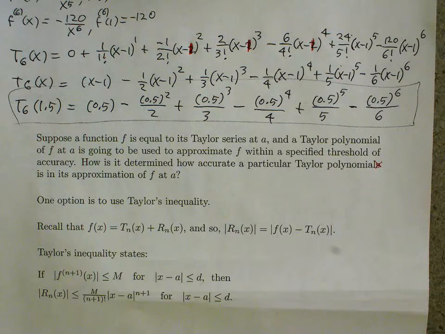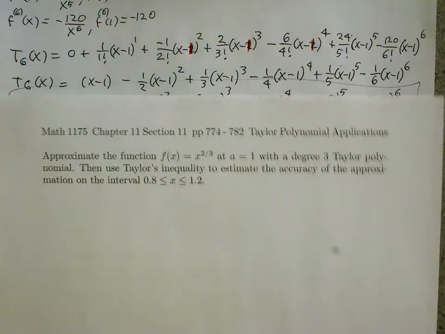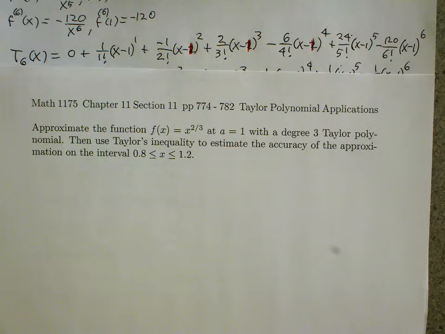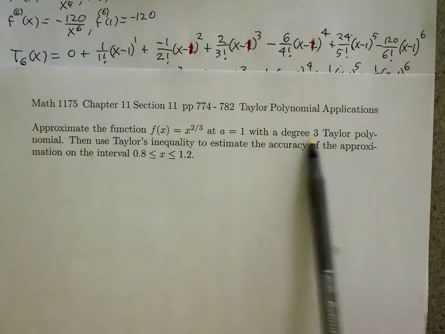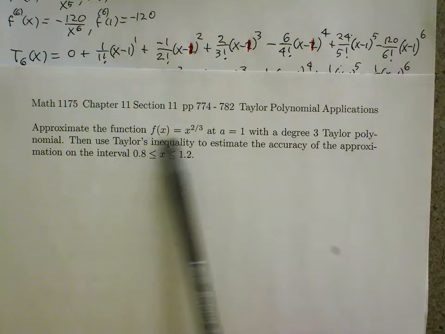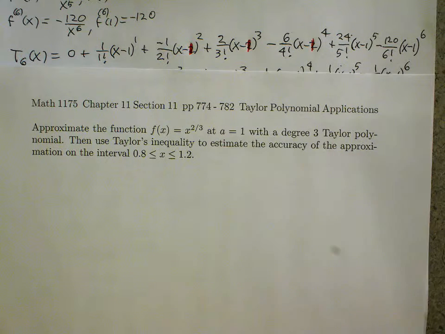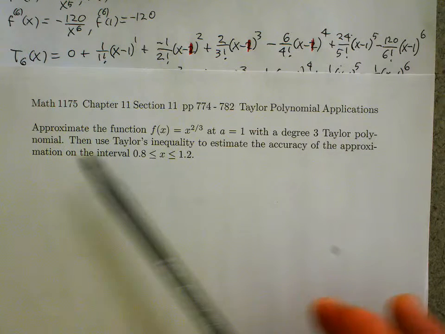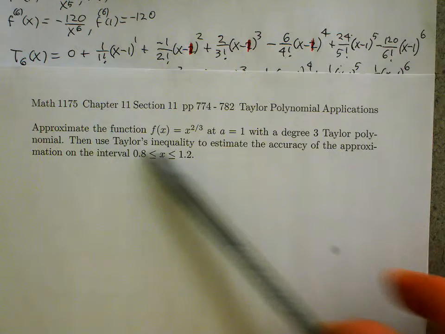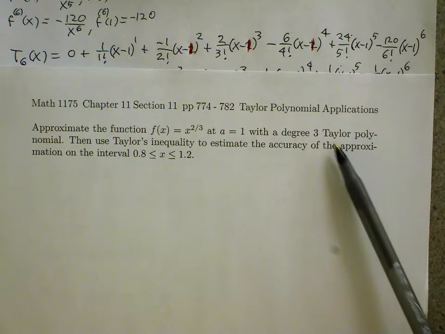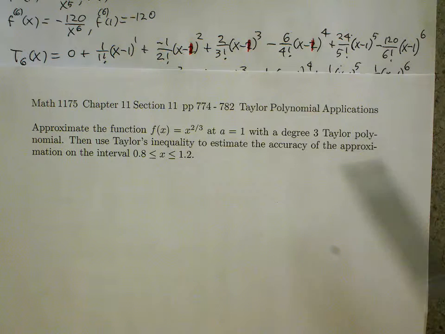Okay, we won't have time to do this today, but you might try out this exercise and see. Here we just want to find the degree 3 Taylor polynomial of f of x equals x to the 2/3 at a equals 1. And then see if you can use Taylor's inequality to estimate how accurate that degree 3 Taylor polynomial is.